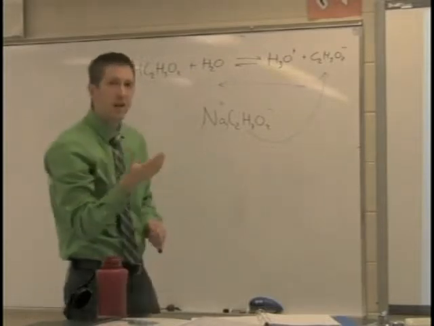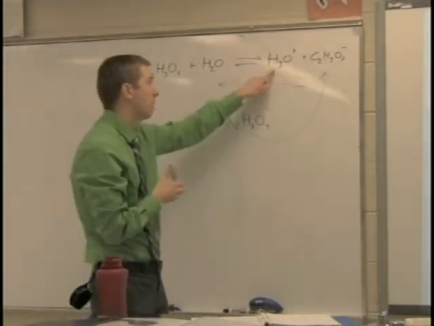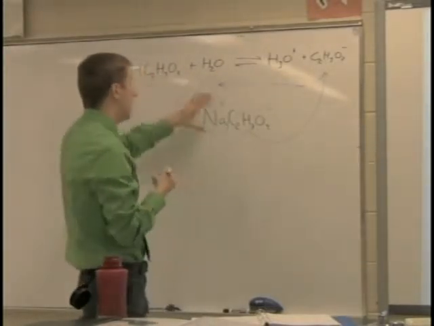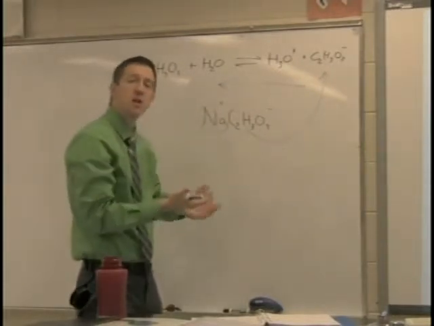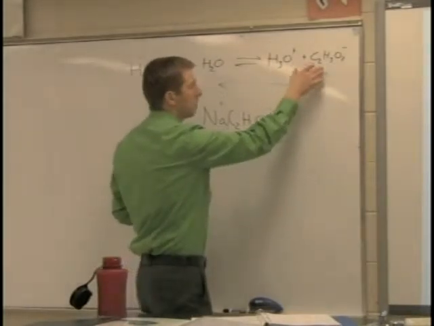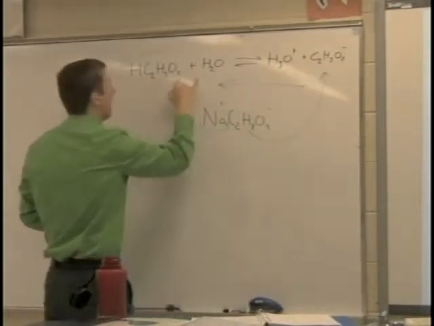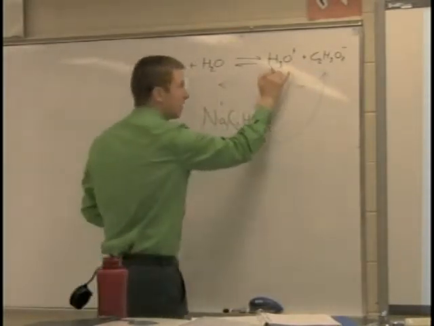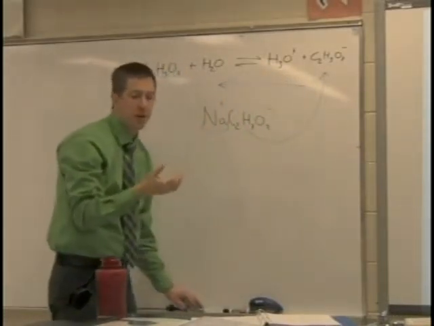If pH is the negative log of hydronium, my initial solution without the sodium acetate would have a certain pH associated with it. When you add the sodium acetate, hydronium is going to react with the acetate ion to go back to the initial part, which means less hydronium. You are going to raise the pH by doing that.